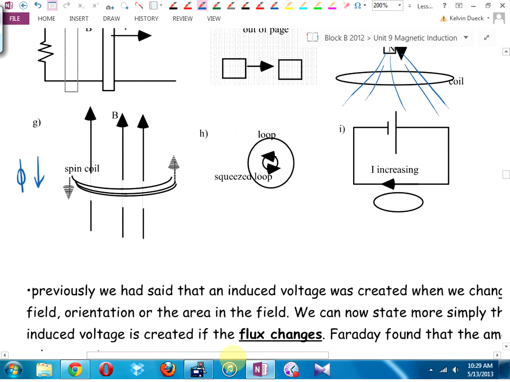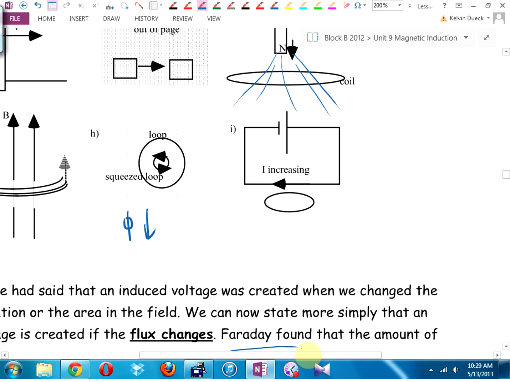What about H? If we squeeze the loop, what happens to the flux? Decreases. What about situation I, where I'm increasing capital I, I'm increasing the current?